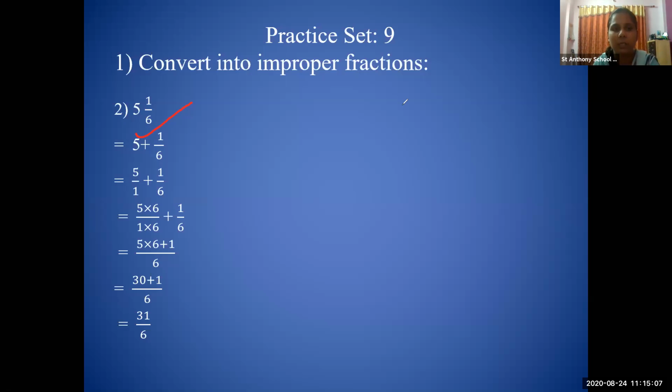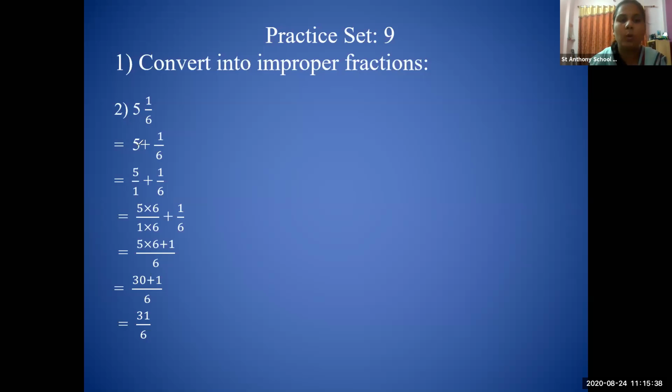Very good, everyone. Okay. Now how are we going to do this? Convert this mixed fraction into an improper fraction. Now let's start. This is 5 1 upon 6. So 5 we will write as it is, 5 plus 1 upon 6. 5 remains as it is and we'll add 1 upon 6 to it.